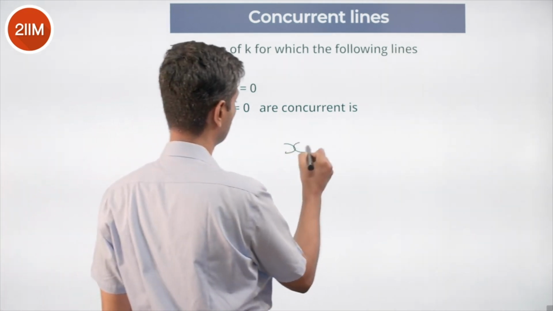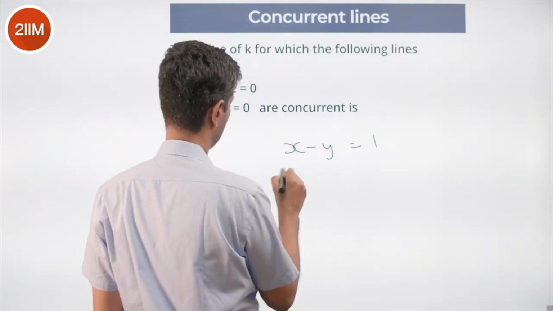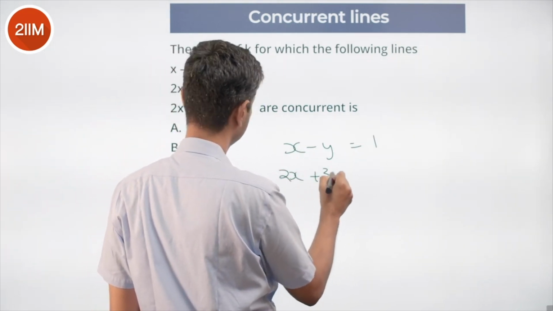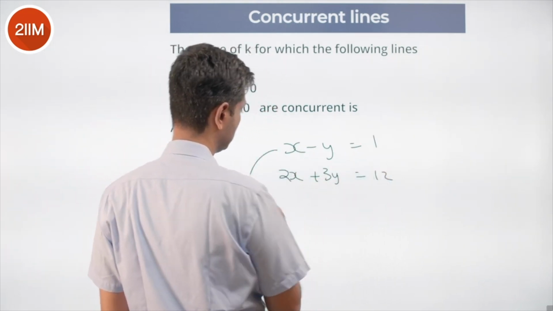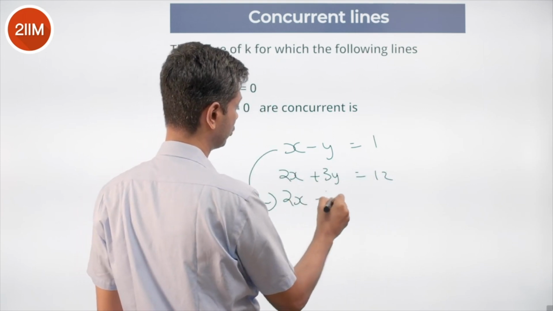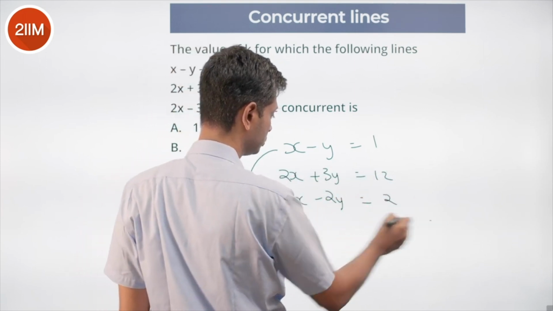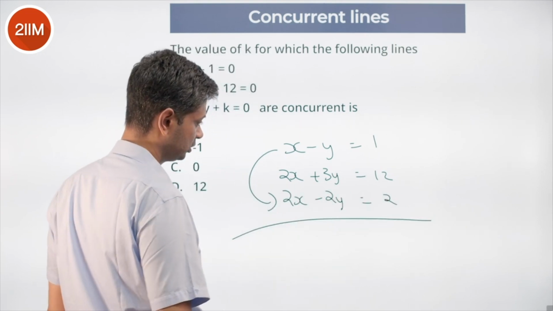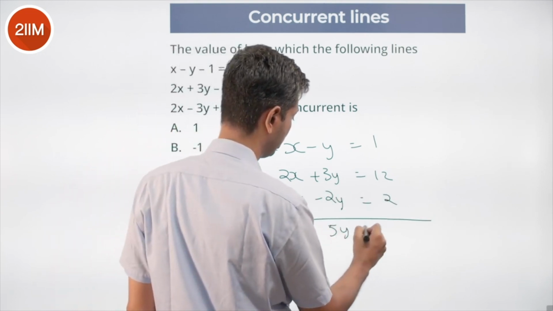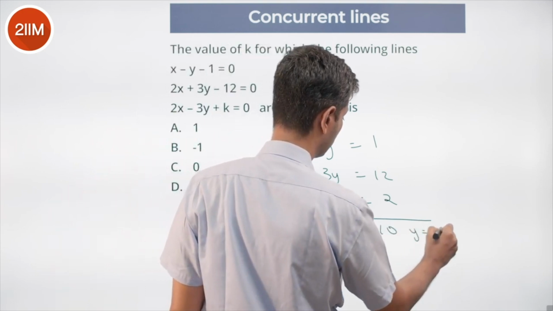What do we do? I know x minus y is 1. You know 2x plus 3y equals 12. Multiply this by 2: 2x minus 2y equals 2. Subtract it from the other. 5y equals 10, which means y is 2.